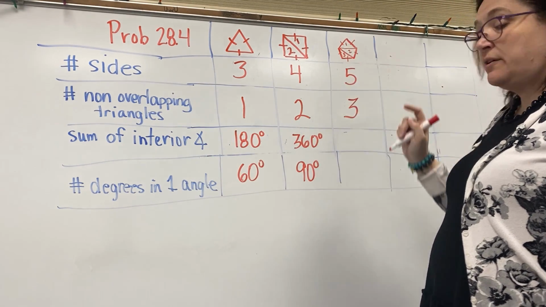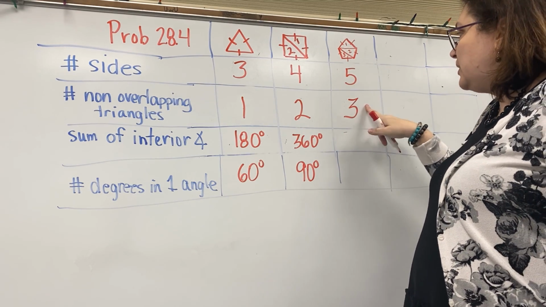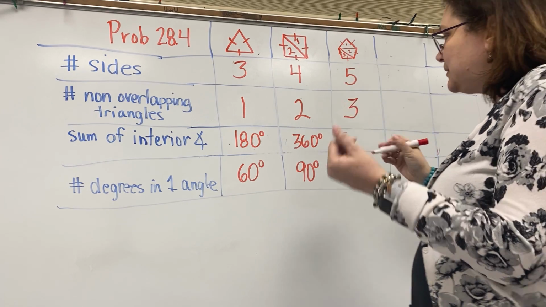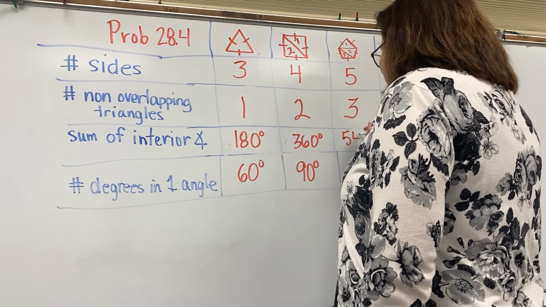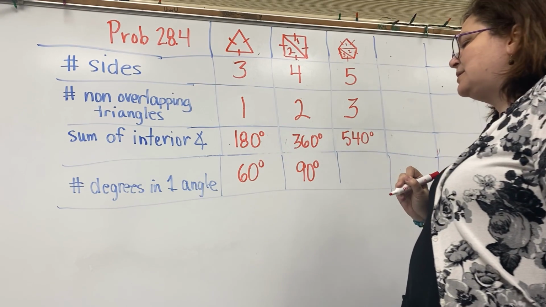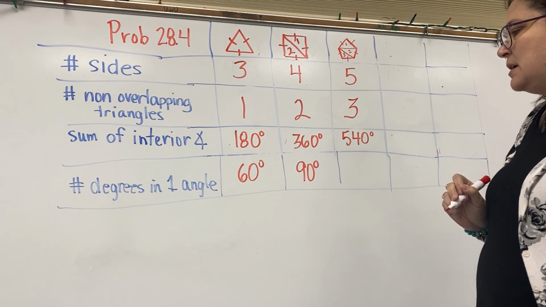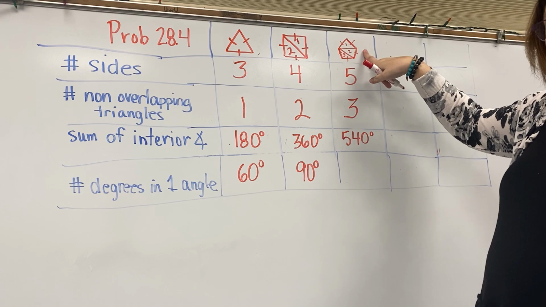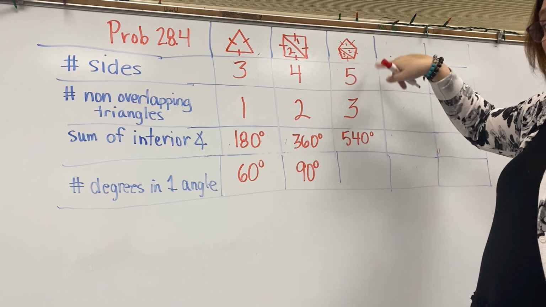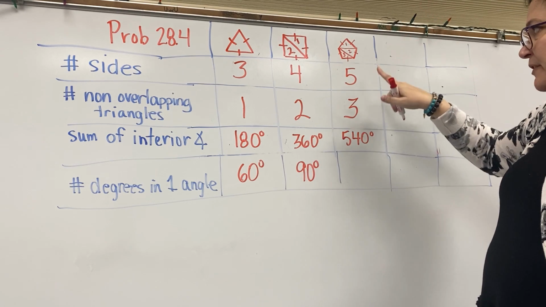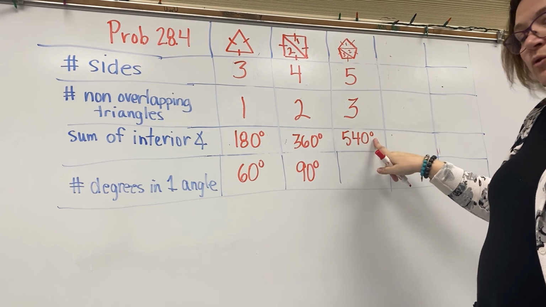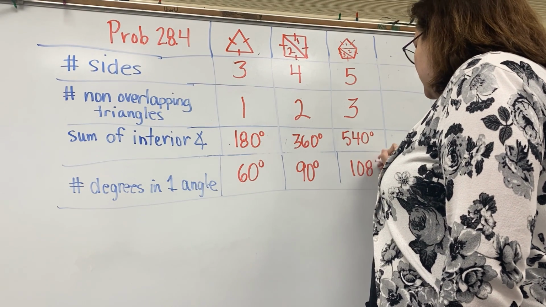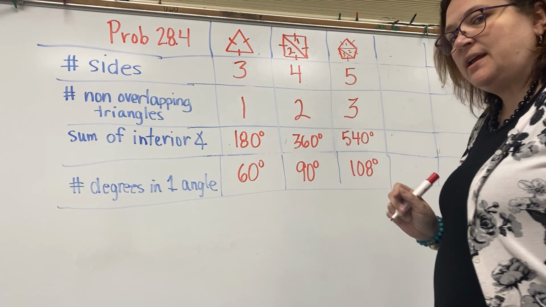Well, what is the sum of 3 triangles? 3 times 180. 540, I think. 540 degrees. So then how many degrees do I have in one of these angles? It's regular, so all 5 are the same. If all 5 are the same and they total 540, divide it out. 108. Each one is 108.